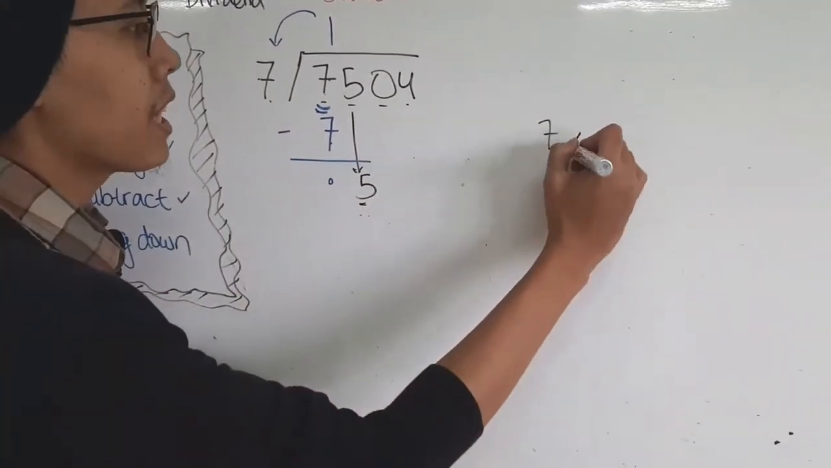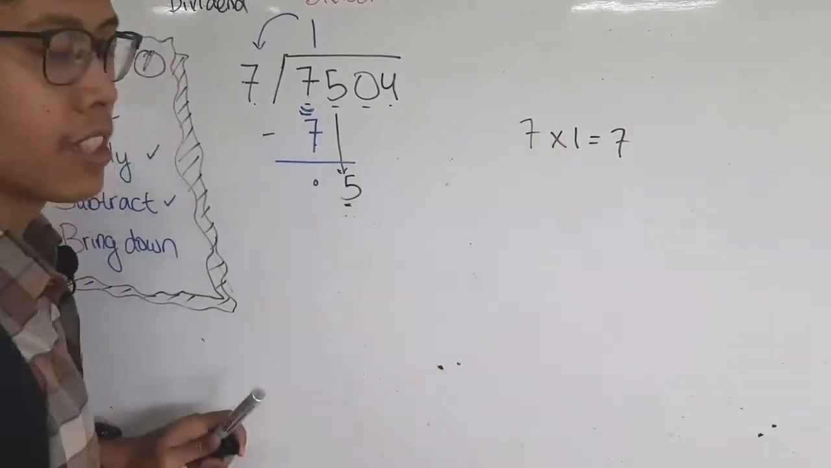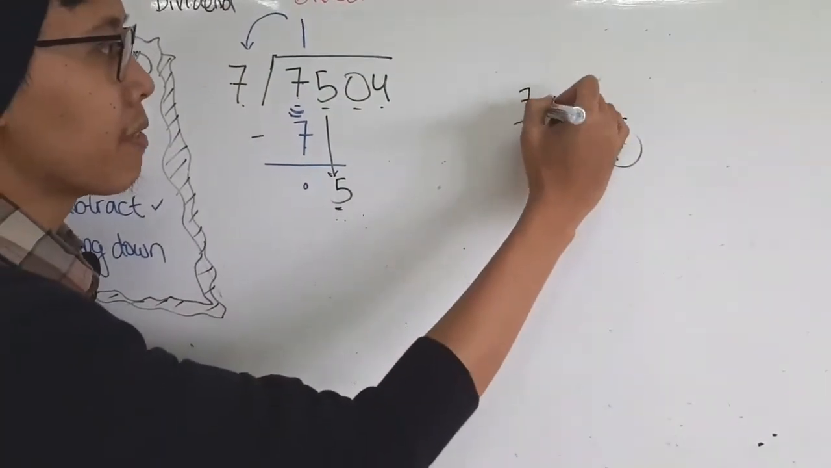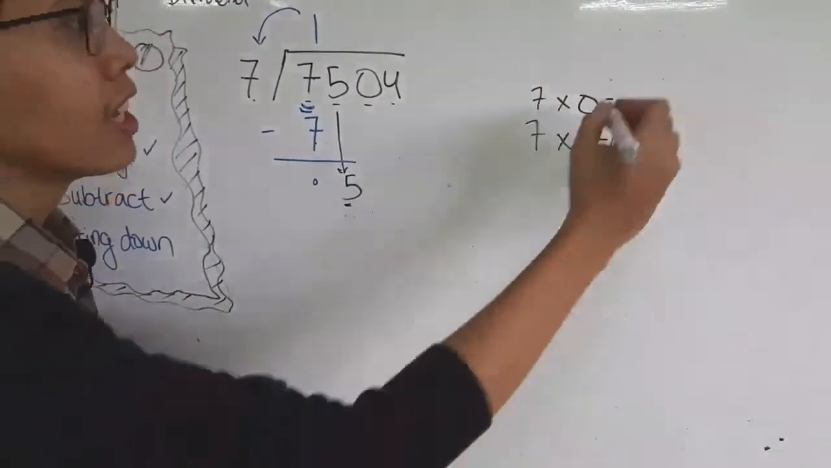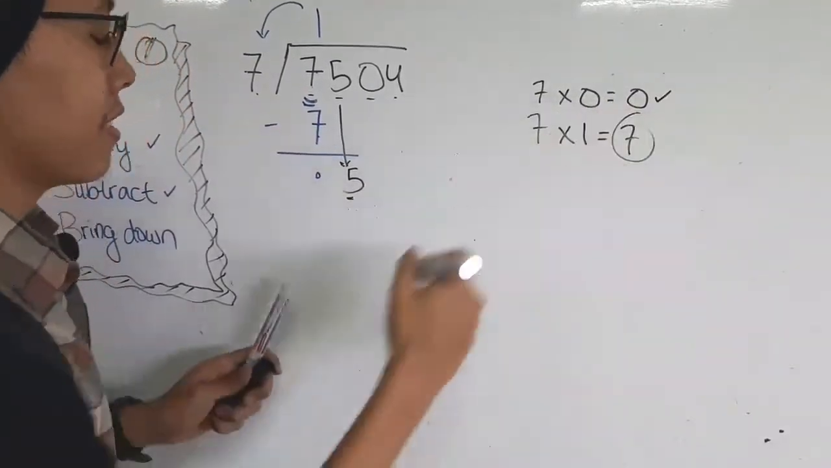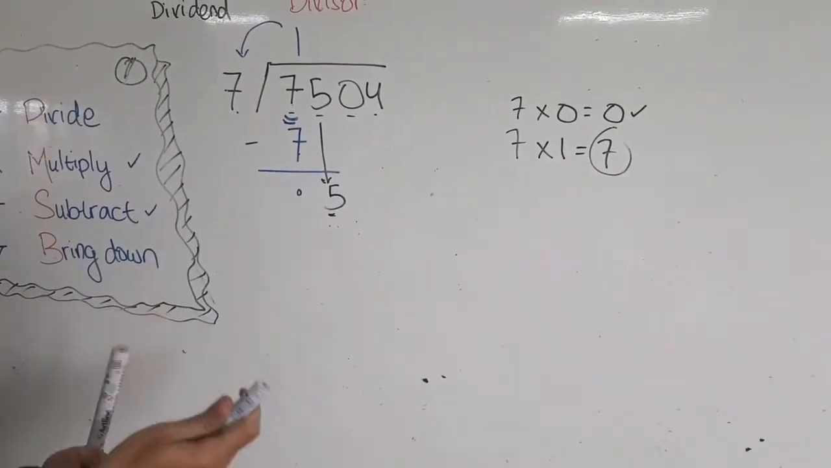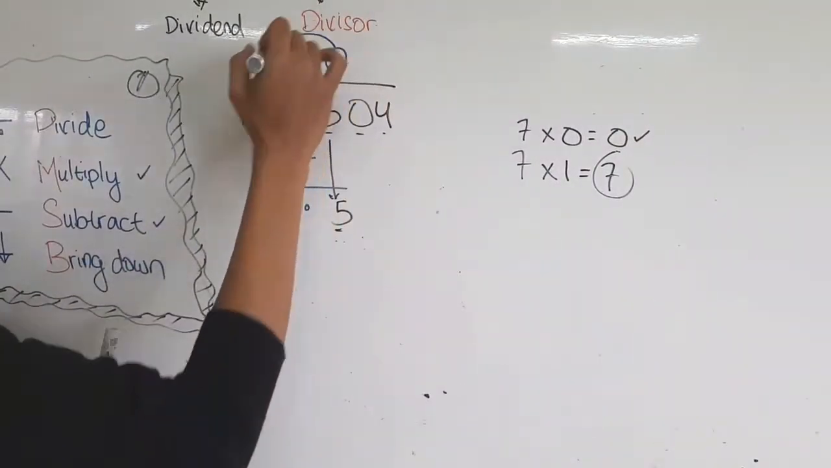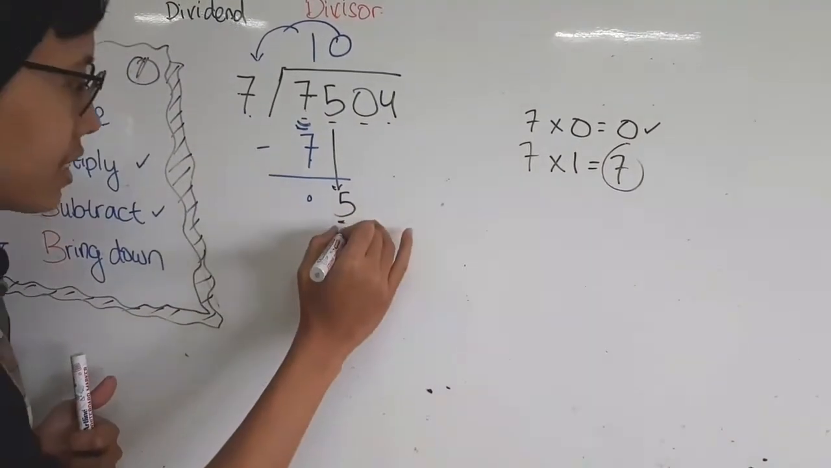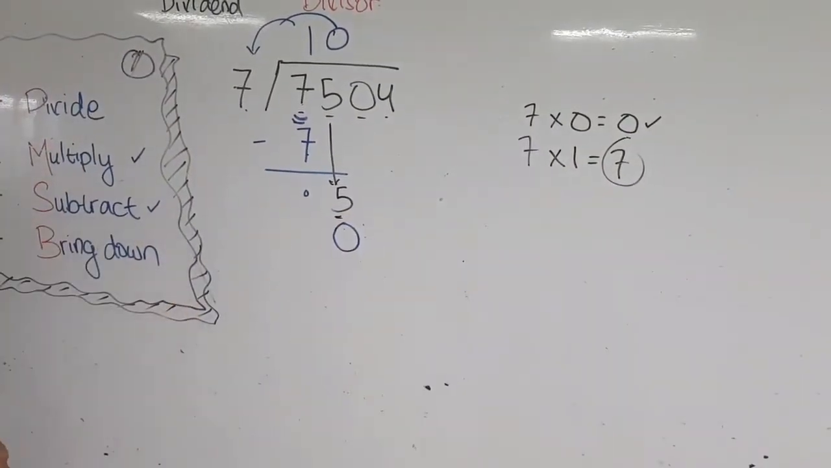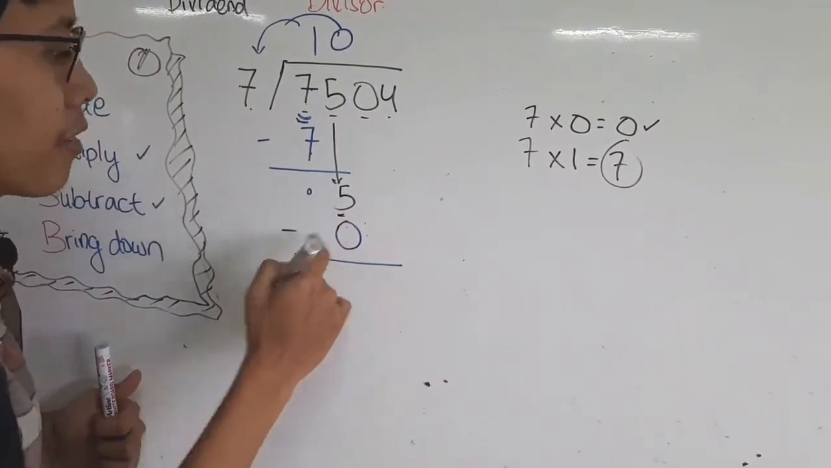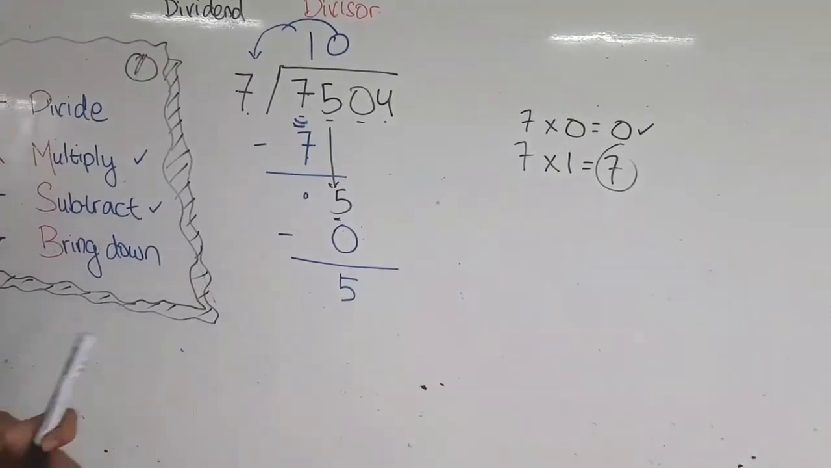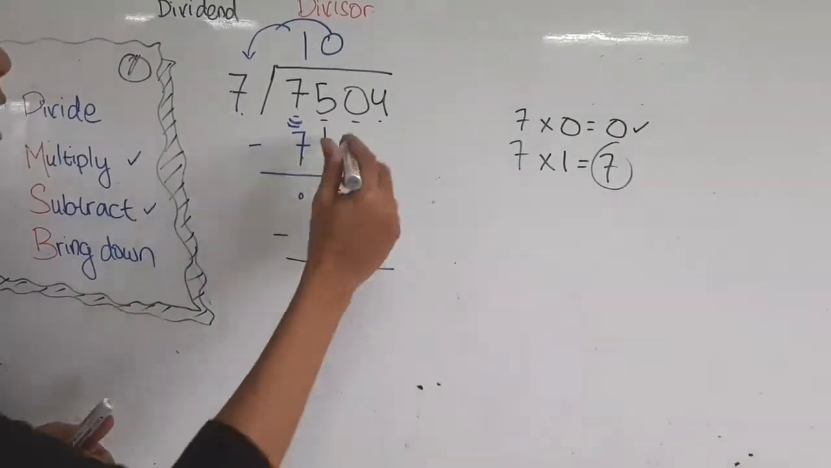If we put 7 times 1, it is equal to 7. More than 5. So what about less than 1? Let's do it. 7 times 0 is equal to 0. Okay, then we put this here. That means the product is 0. The quotient is 0. Then multiply. 0 times 7. It is 0. After that, do subtraction again. What is 5 minus 0? Yes, it is 5. Now, the next step will be bringing down the next number.